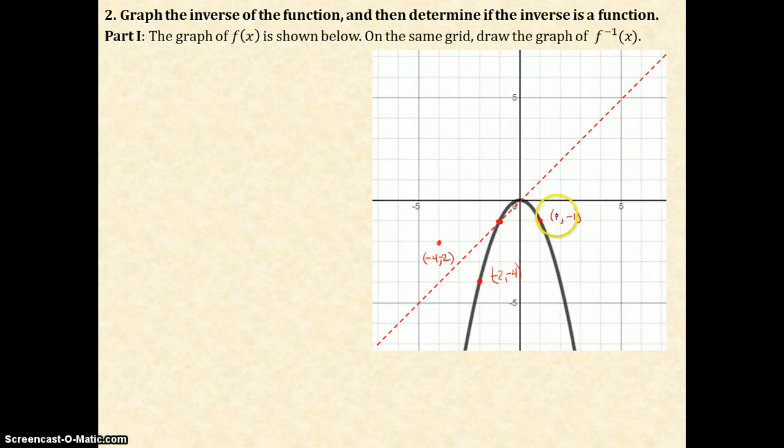So what's another point? How about this point right here, 1, negative 1. If I switch the input and output, it would be negative 1, 1. So negative 1, 1 is right here. And how about this point? This is 2, negative 4. And if I switch the inputs and outputs, that will become negative 4, 2. And this point, the point 0, 0, if I switch the inputs and outputs, that's still going to be 0, 0. So now I think I'm ready to graph my inverse.